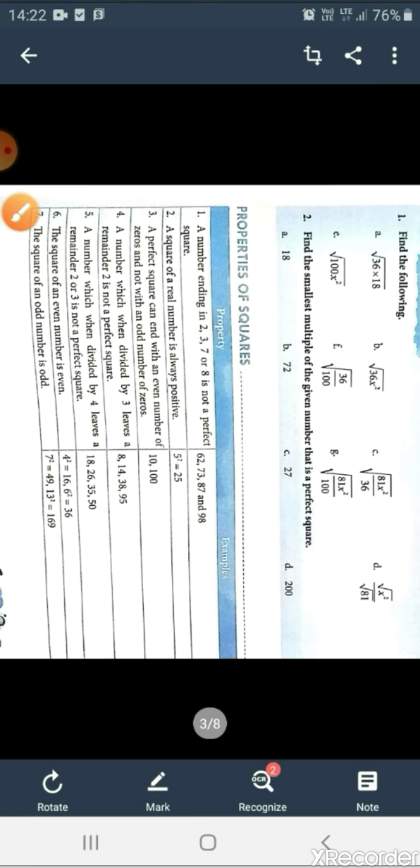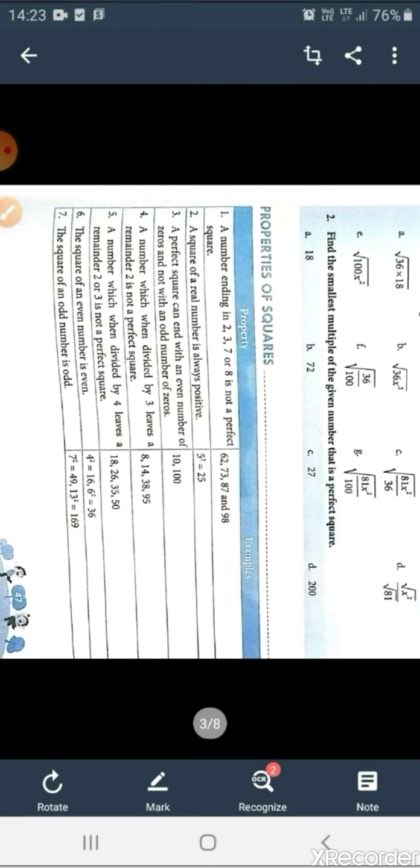If you want to check whether a number is a perfect square or not, divide by 3, and if it leaves a remainder 2, it means this is not a perfect square. Another property: a number which when divided by 4 leaves a remainder 2 or 3 is not a perfect square. If you divide by 4 and it leaves a remainder 2 or 3, it is not a perfect square. For example, 18, 26, 35 and 50.